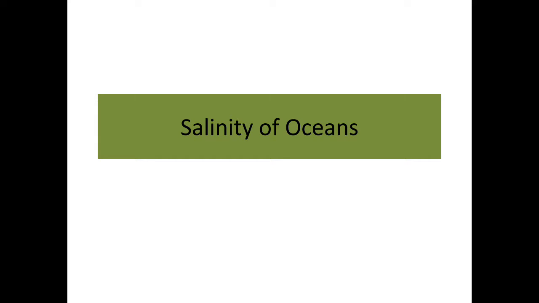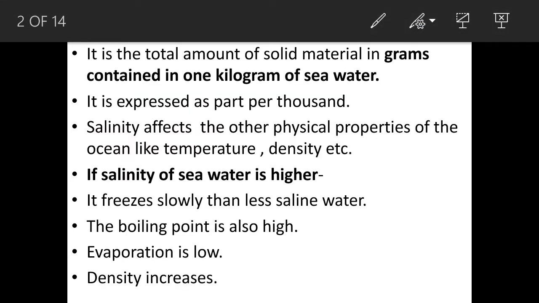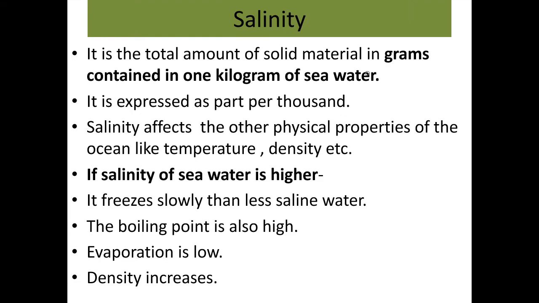In this video, I'm going to present about salinity of oceans. It is the total amount of solid materials in grams contained in 1 kilogram of seawater, which is called salinity, and it is expressed as parts per thousand. Salinity affects the other physical properties of the oceans like temperature, density, freezing point, boiling point, etc.